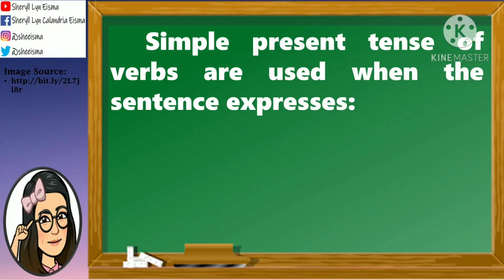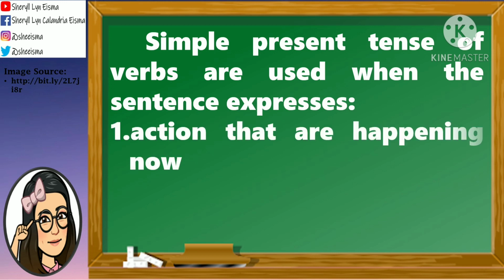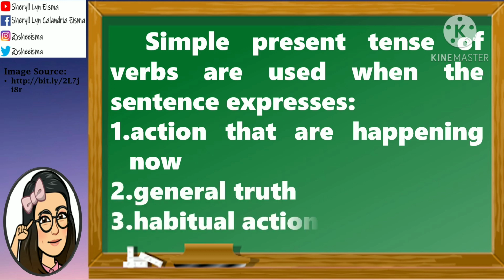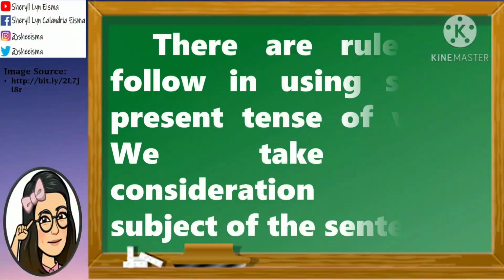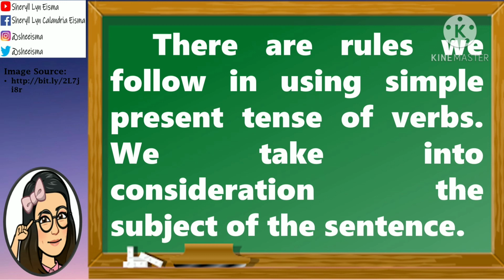Once again, simple present tense of verbs are used when the sentence expresses action that is happening now, general truth, and a habitual action. There are rules we follow in using simple present tense of verbs. We take into consideration the subject of the sentence.